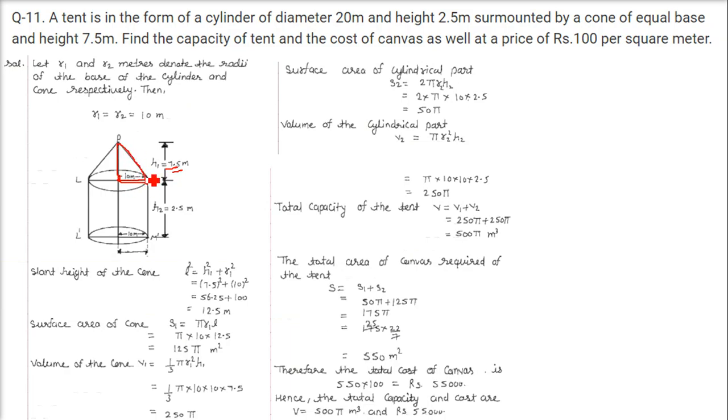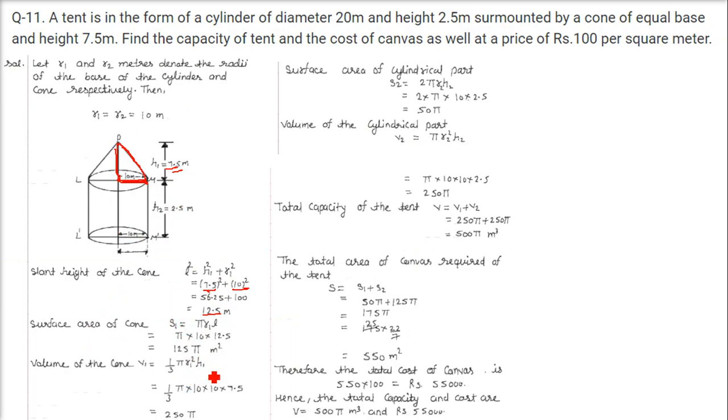So we have to find out the slant height. So 10 square plus 7.5 whole square under root. This is going to be the slant height of this cone. What is the surface area of the cone? Pi into r into L. So pi is there, r is the radius 10 and L, which is the slant height, is going to be 12.5 from here. And this is the surface area of the cone.